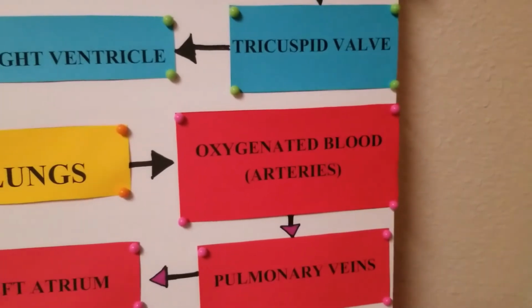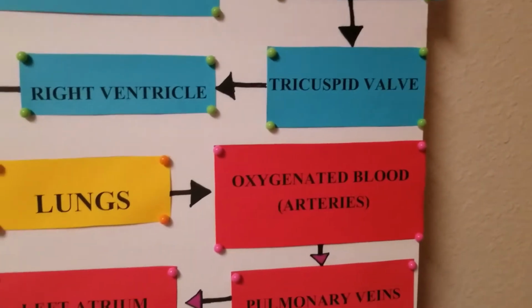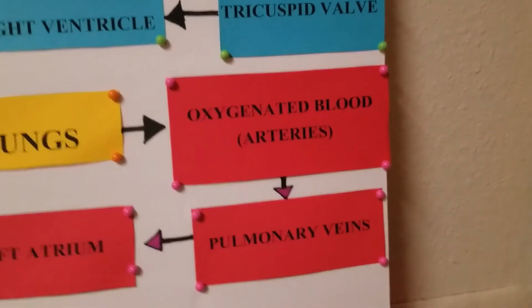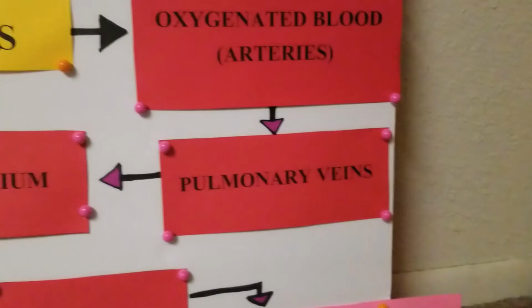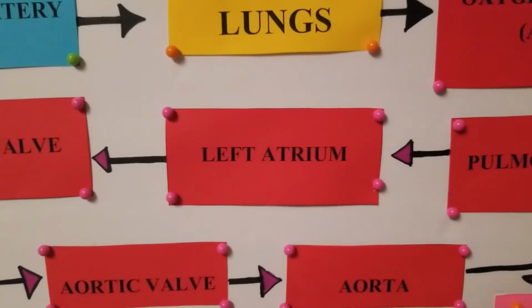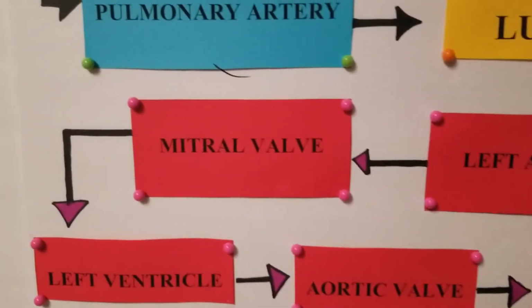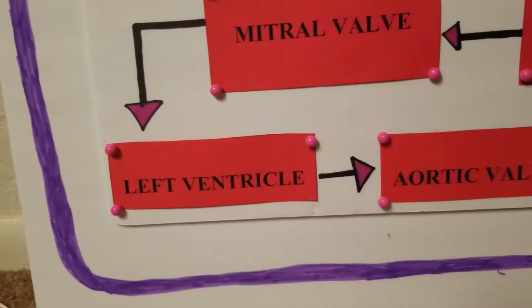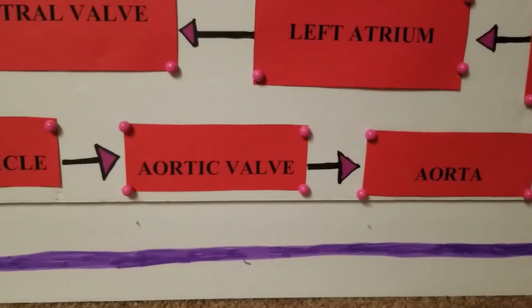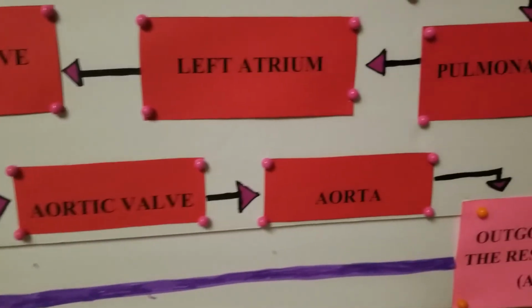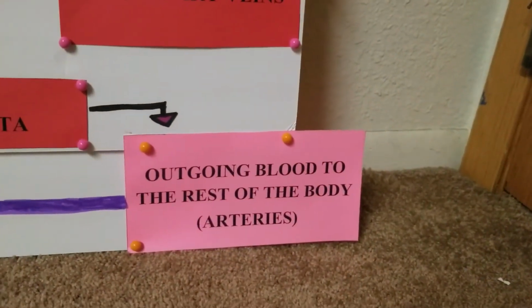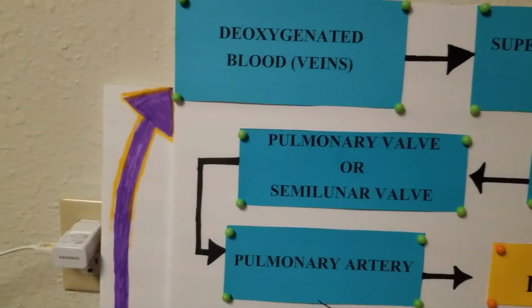So once the blood is in the lungs, it goes down into the pulmonary veins, to the left atrium, through the mitral valve, down into the left ventricle, through the aortic valve, to the aorta, and then again to the rest of the body. So outgoing blood goes to the rest of the body through the arteries, and the whole cycle starts again.